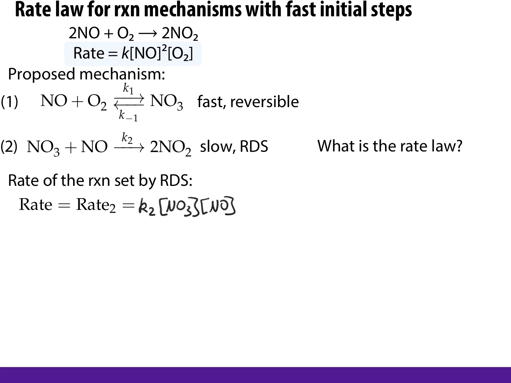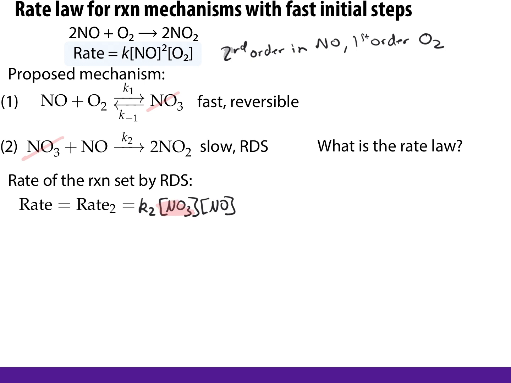Now let's try to compare that to experiment. So in this case, we run into a bit of a problem. If I look at the experimental rate law, it is second order in NO and first order in O2. When I look at my rate law down here predicted by the mechanism, I have first order NO and first order in NO3. But NO3 doesn't show up in the experimental rate law. NO3, remember, is an intermediate. If I look back at my mechanism there, NO3 is an intermediate.